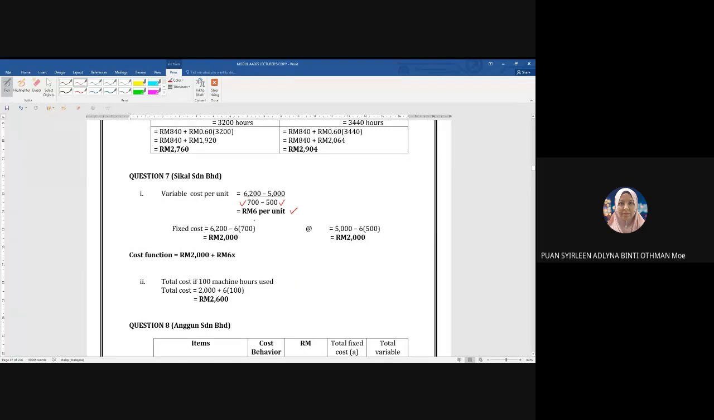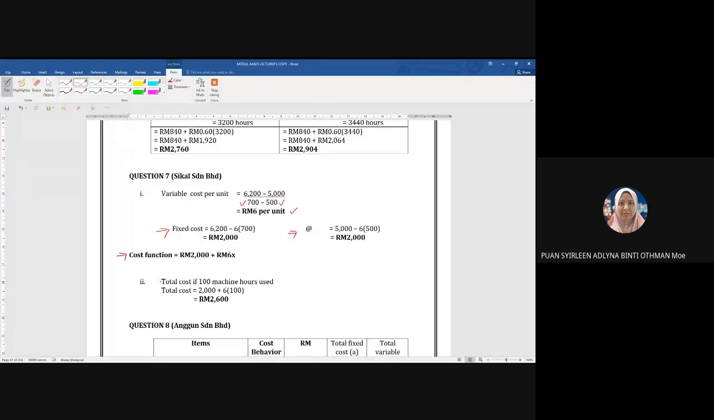Okay, so once you get B, you boleh gantikan B. Yang ni saya baik hati saya tunjuk dua-dua lah. So ini kalau dia guna highest, yang ni kalau dia guna lowest. Still you akan dapat A equals to 2,000. Doesn't matter. Alright, so the cost function here is RM2,000 plus RM6X.